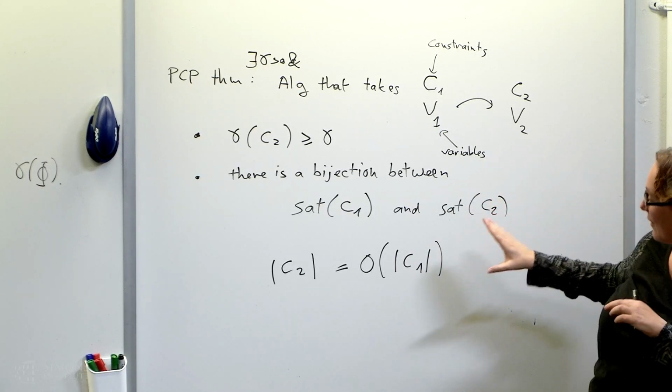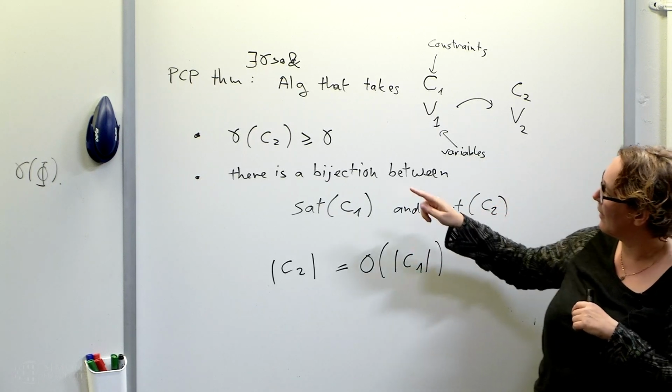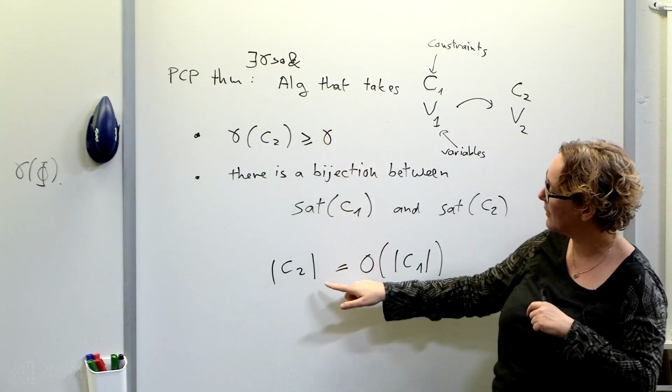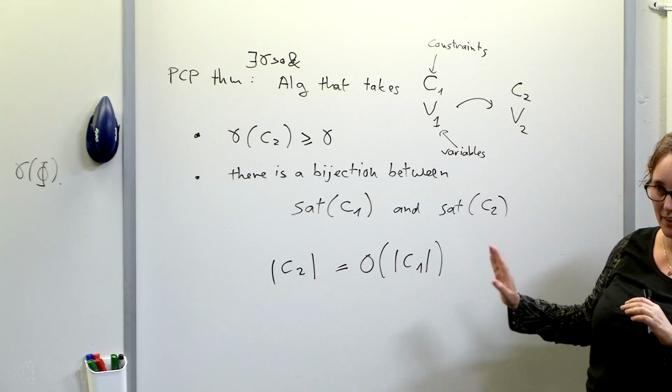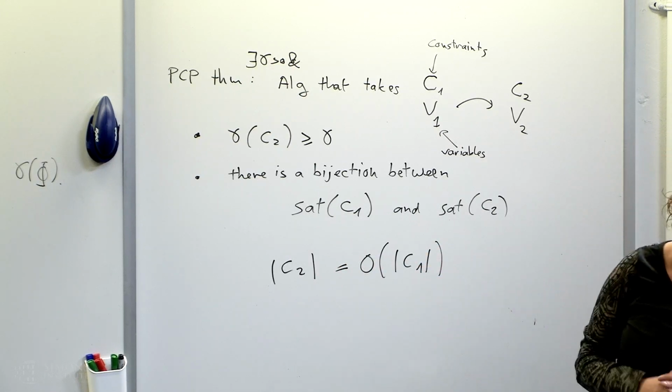And in particular, this means also that I don't care that the algorithm will run in polynomial time. It can run in sub-exponential time. It's just that the output needs to be linear in the input. And I think it's a nice question.